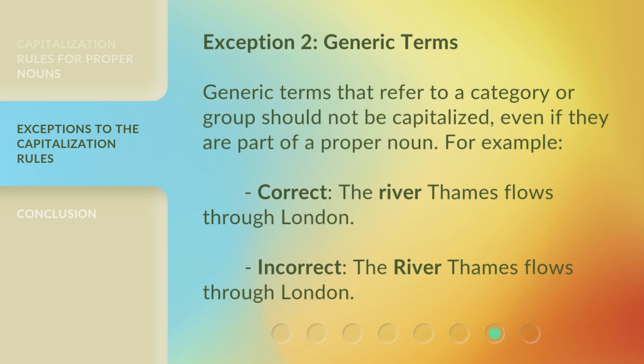Exception 2, generic terms. Generic terms that refer to a category or group should not be capitalized, even if they are part of a proper noun. For example, correct, the River Thames flows through London. Incorrect, the river Thames flows through London.